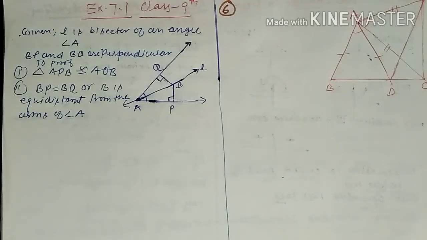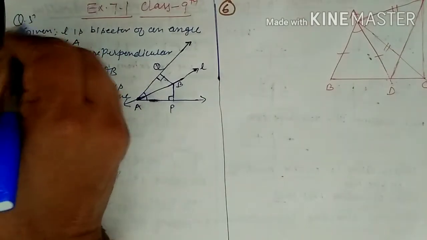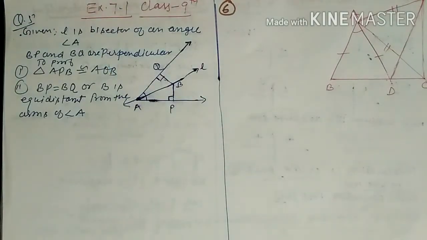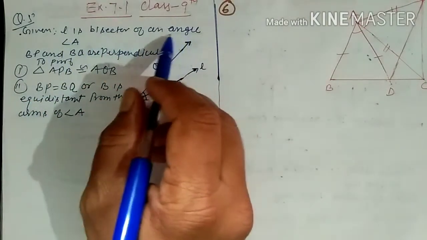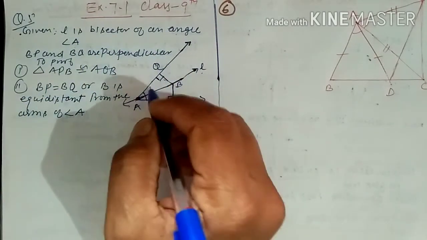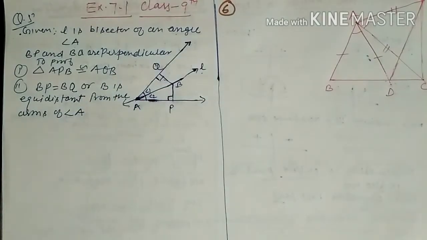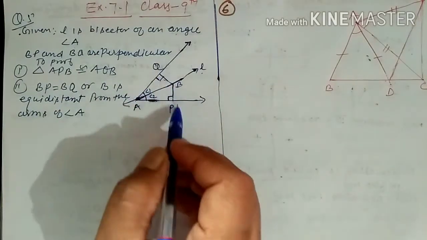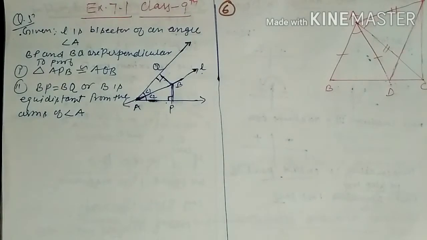Hello students, now in this session of video we will discuss class 9th maths exercise 7.1 and we have question number 5. In this question number 5, first of all we will see what we have given. L is a bisector of angle, the line L is a bisector of angle A. Bisector means this angle is equal to this, 1 is equal to 2, clear? And BP is perpendicular, so it means it is 90 degree, it is also 90 degree, clear?